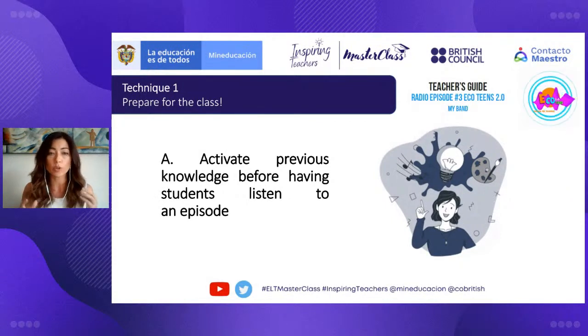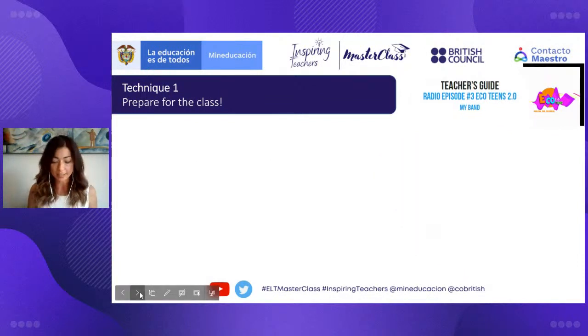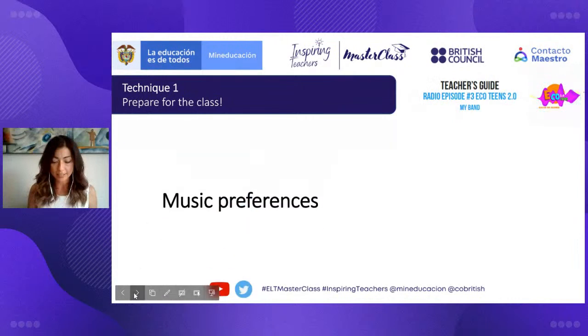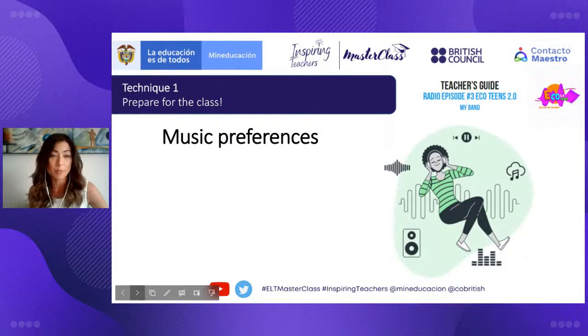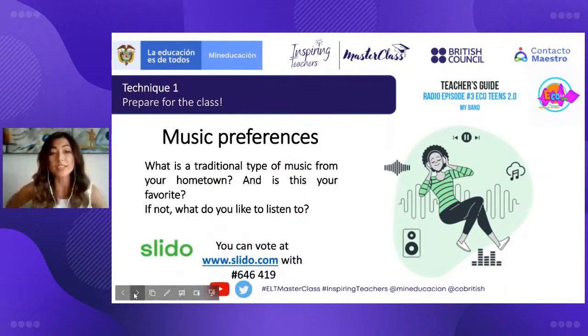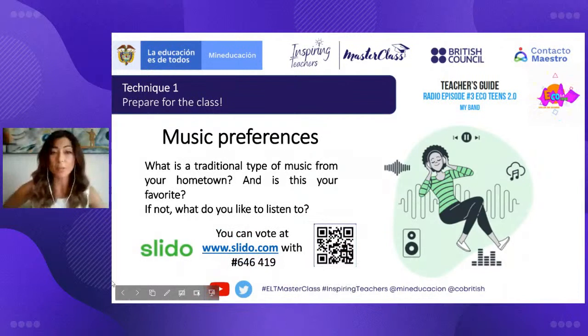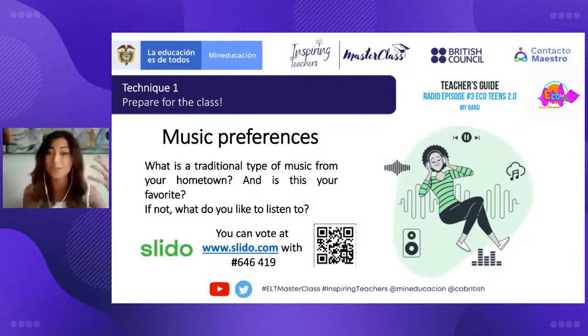So today we are going to be exploring different resources. This specifically comes from the teacher's guide. So Tatiana, maybe you can move on to the next slide. And here you're going to see an example of what it is to activate previous knowledge. So since we have the topic my band, I'm interested in knowing our audience's and also our teachers' music preference. For this, I prepared a question and also a poll.